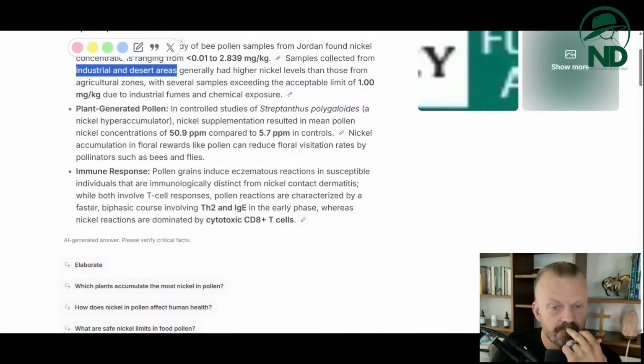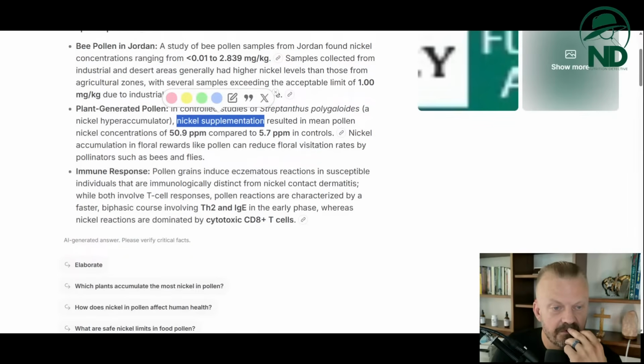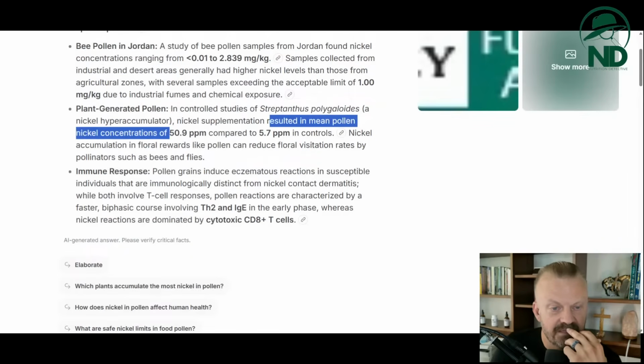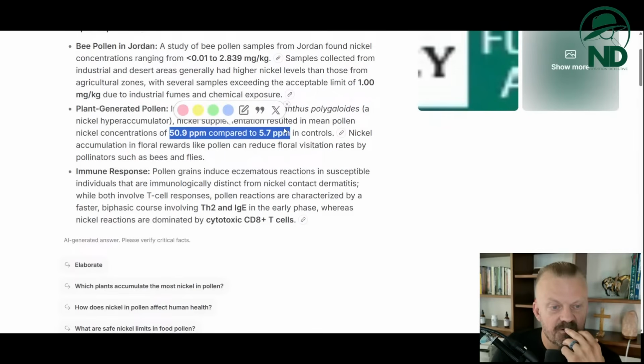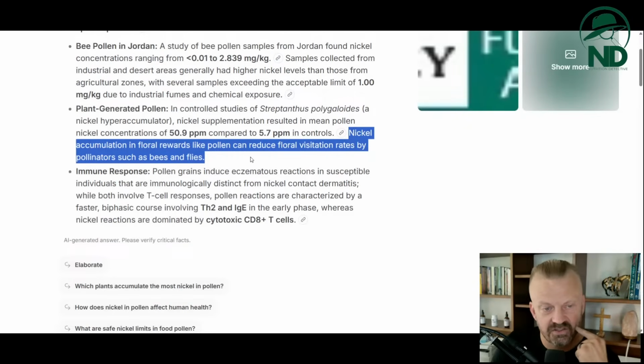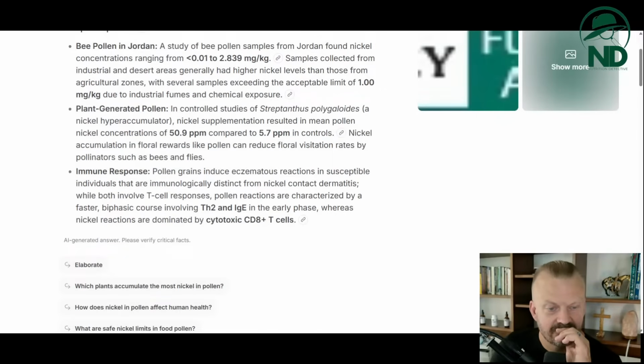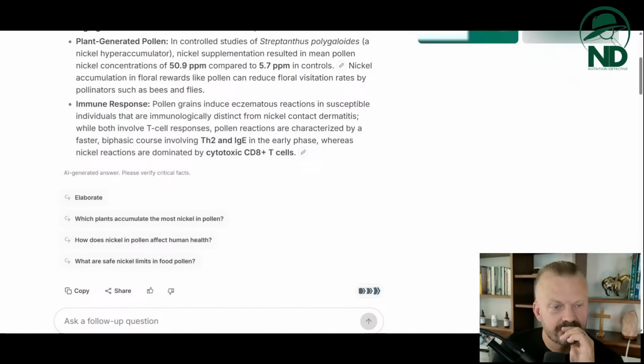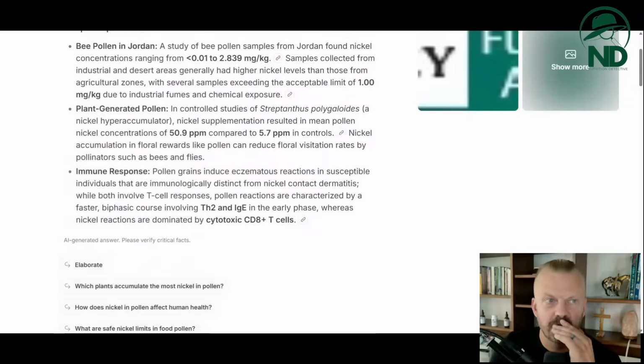Plant-generated pollen: when they supplemented the plants with more nickel, the pollen could have 10 times as much nickel. Oh, wow. Nickel accumulation in floral rewards like pollen can reduce floral visitation rates by pollinators such as bees and flies. So the bees and flies know to avoid it. They don't want it. So there's that. Okay.